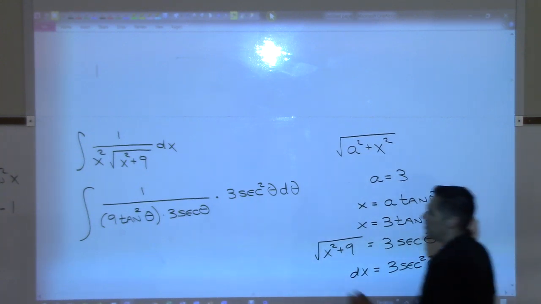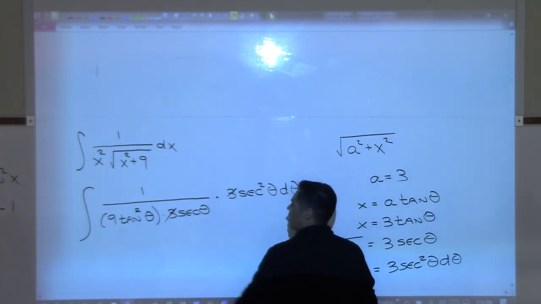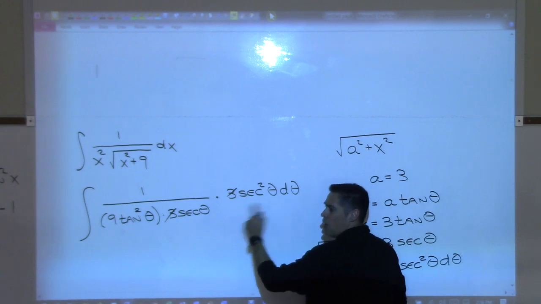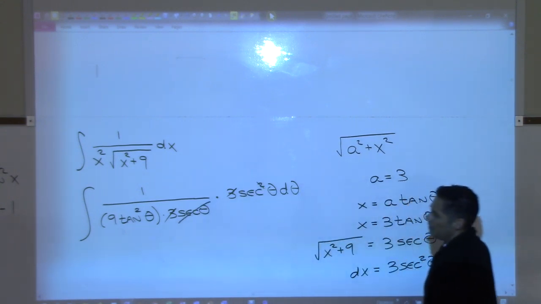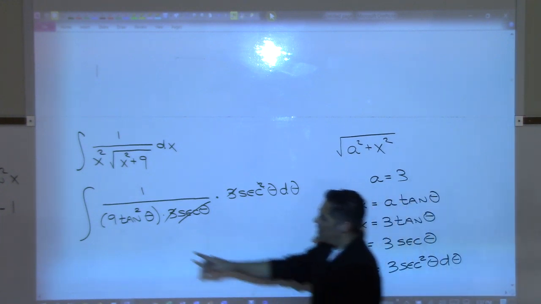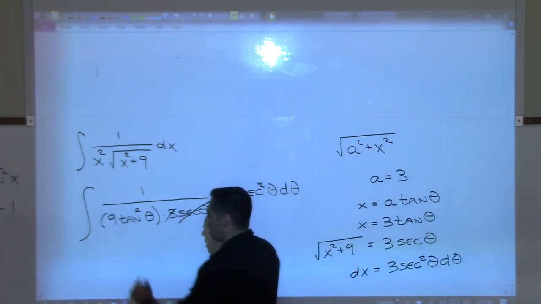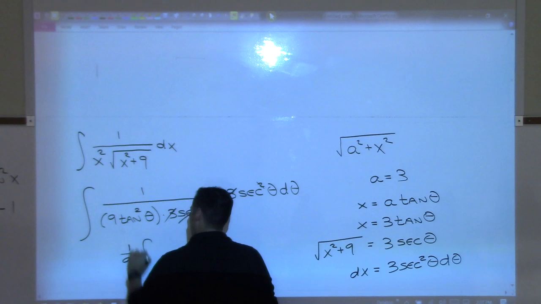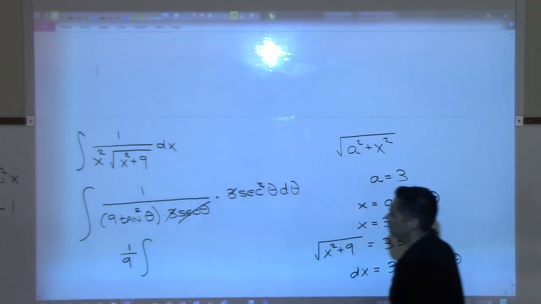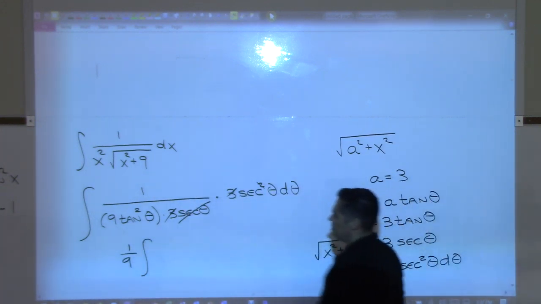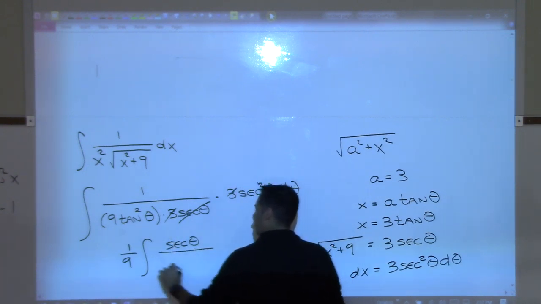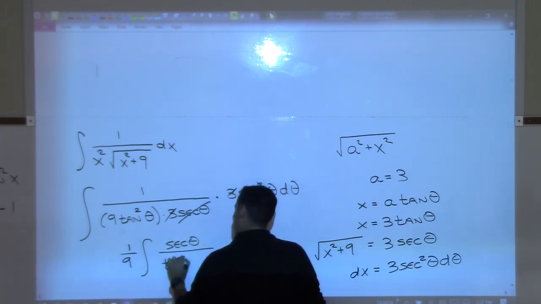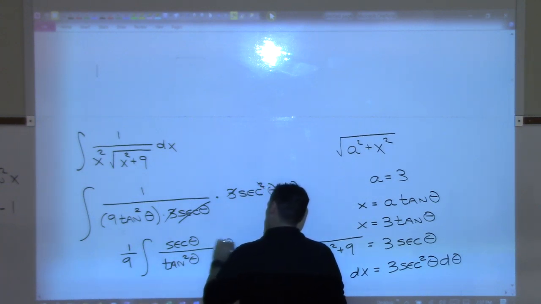Like, we can kill off these 3's. One of these secant thetas is gone. So this secant theta is gone, that one's gone. And this 9 right here can actually come out as a 1/9. So what's still on top? Secant theta. d theta is out there also. What's on the bottom? Tangent squared theta. So that's where we are.